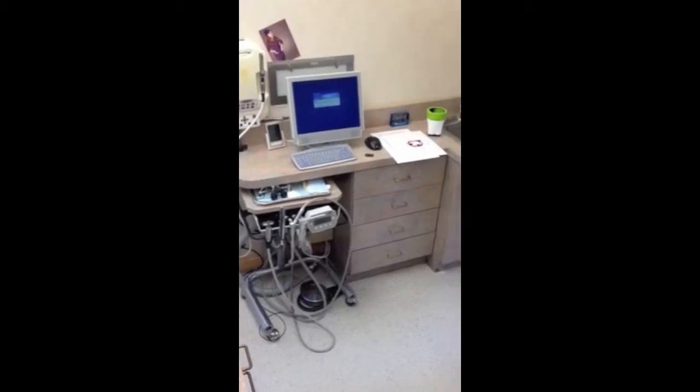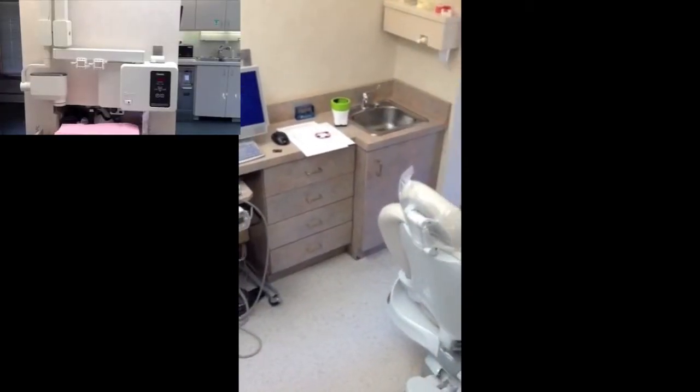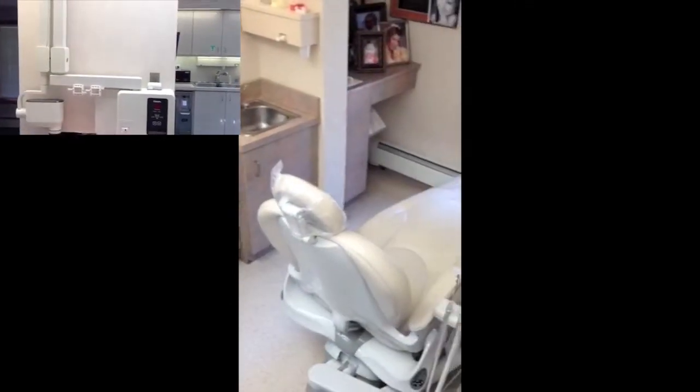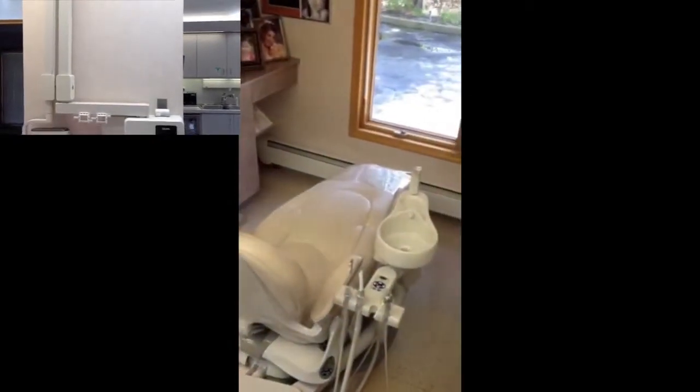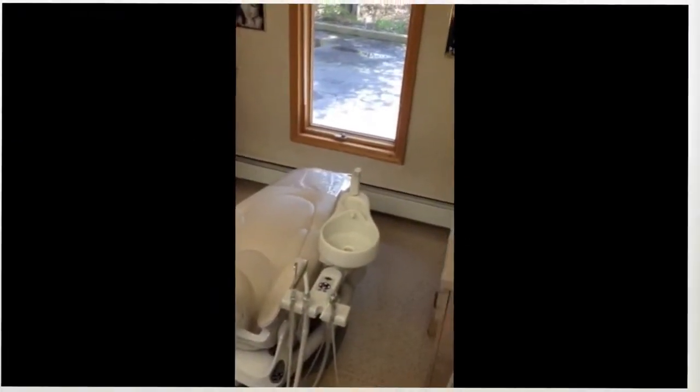Hi guys, so we are just following me around at work today. So this is just the layout of one of the operatory rooms that we have at work. The X-ray machine that we use at work is called Gendex.